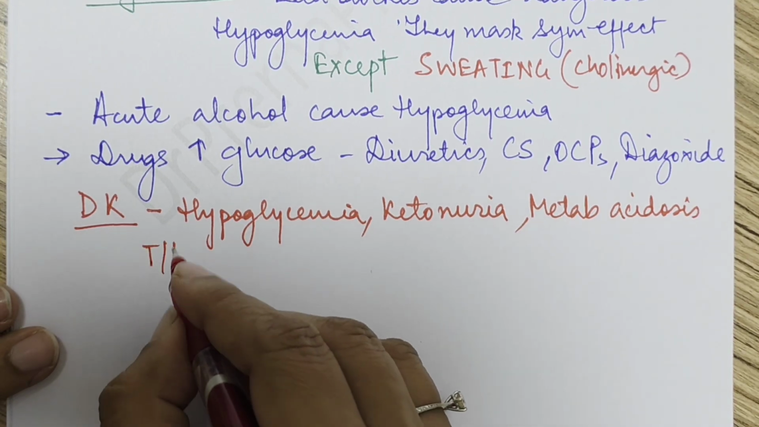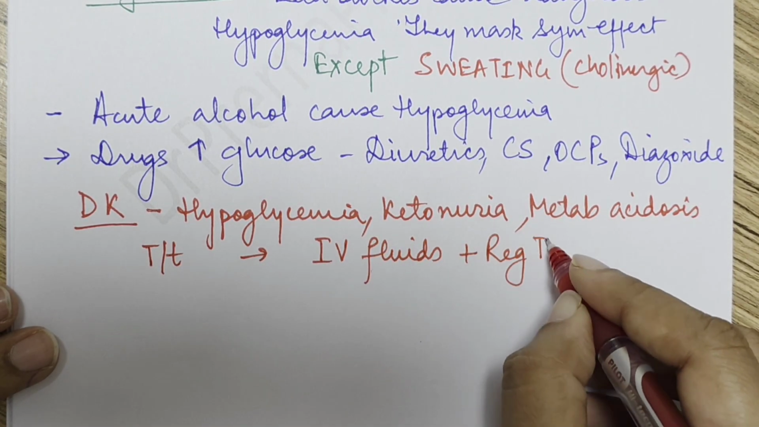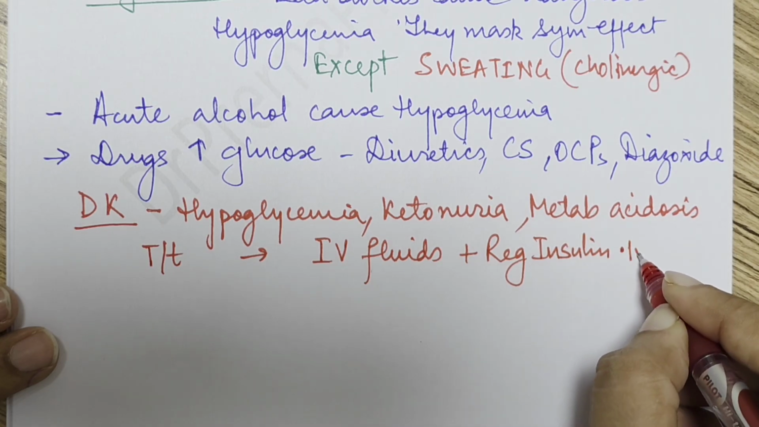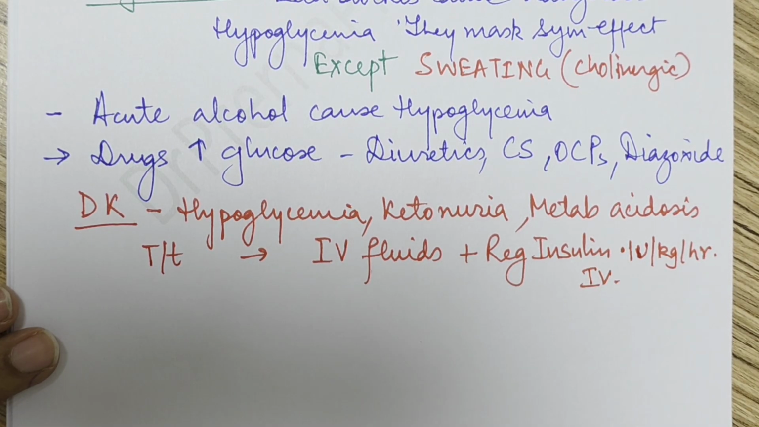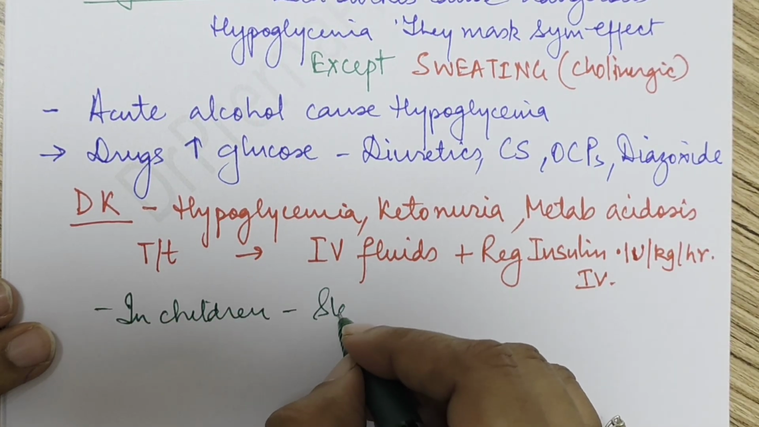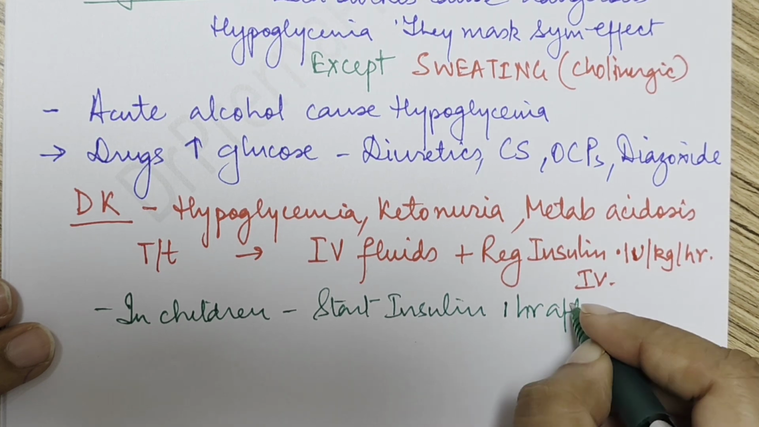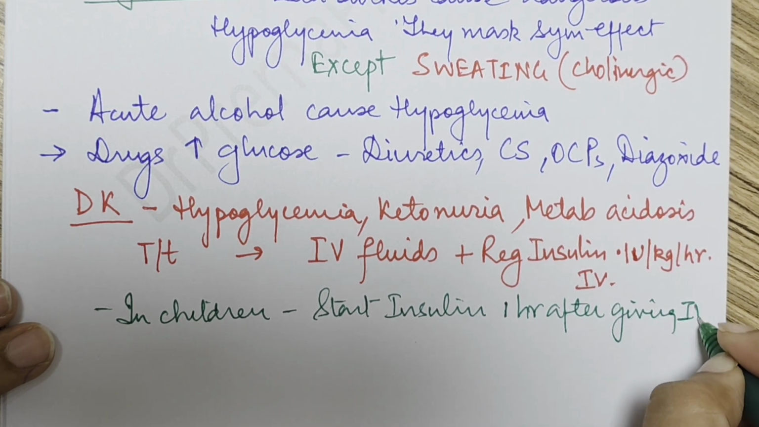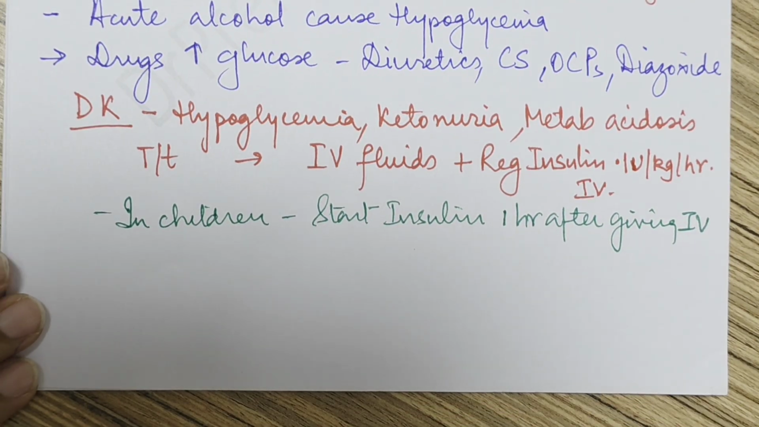Now the treatment is, first of all, IV fluids. They are very important. Plus regular insulin is given at the rate of 0.1 unit per kg per hour IV. Okay. A very important point in this, in children, you start insulin 1 hour after giving IV. So insulin is to be started 1 hour after giving the IV fluids. Okay? This is important. Many questions are also asked over this.